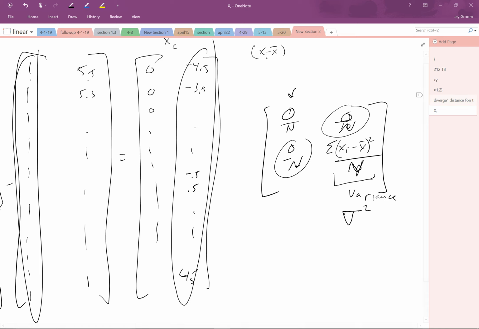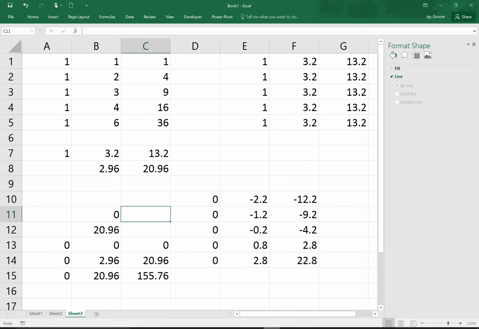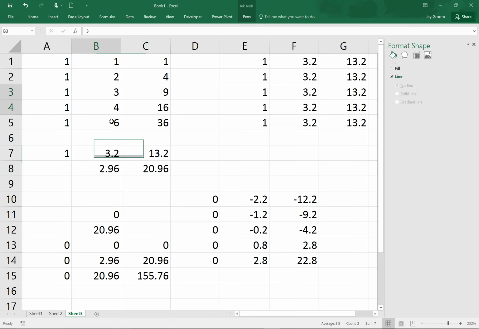Now, the same thing can be done on the next one, and I did it in Excel just to show you. So the ones, the mean is 1, obviously. The mean of this column here is 3.2, hence the 3.2. The mean of this column is 13.2. Cool. So I took this column minus this column. I got a group of zeros. I took this guy minus this guy. I got these guys. Took this one minus this one. I got that one.